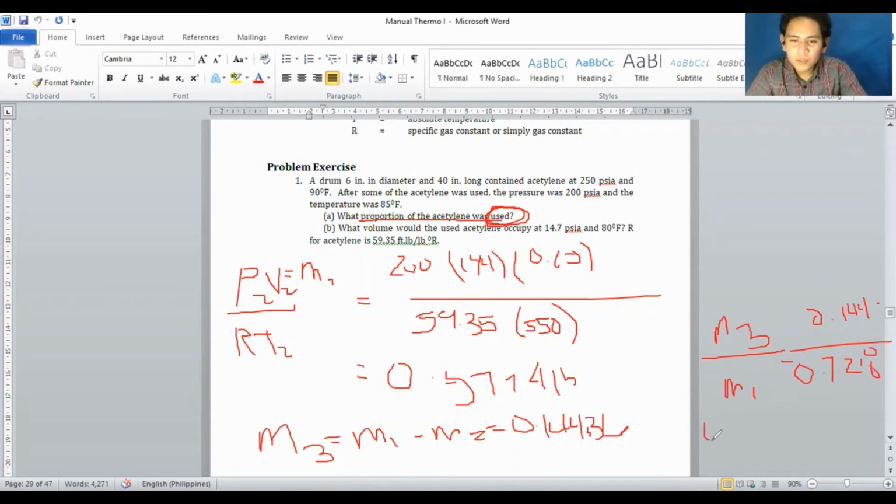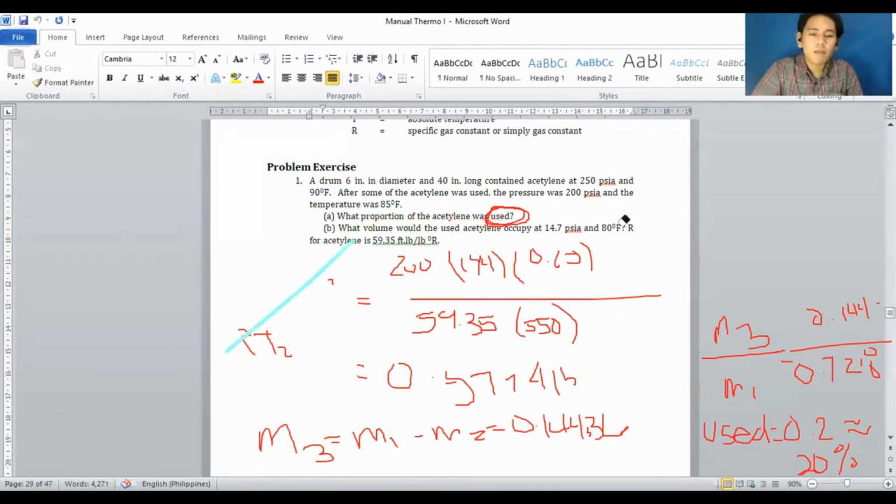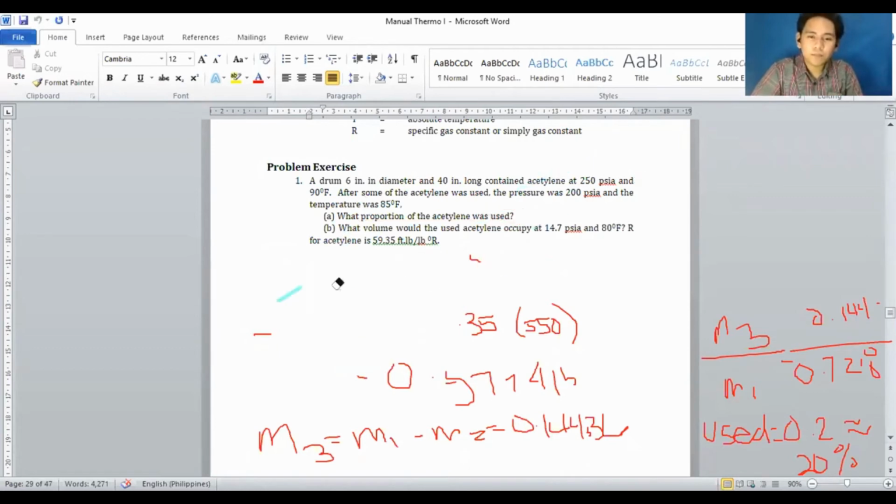Your acetylene used in percent should be equal to 0.2, or 20%. Therefore, your proportion of the acetylene used is 20%. Okay? So that's the application of the perfect gas law. Now, letter B.